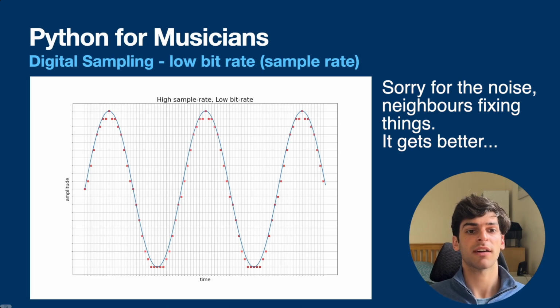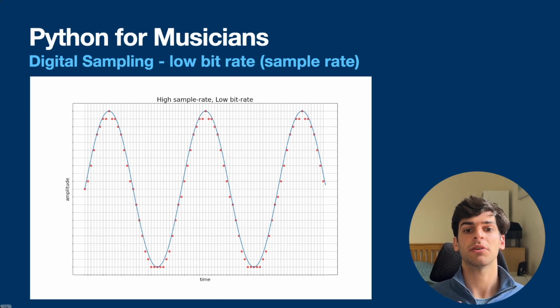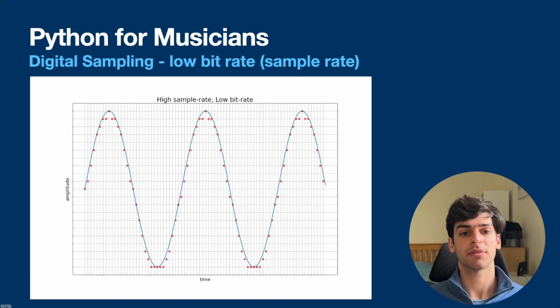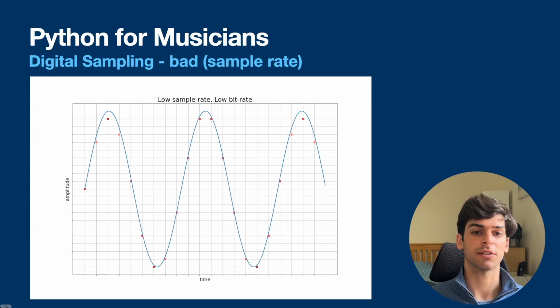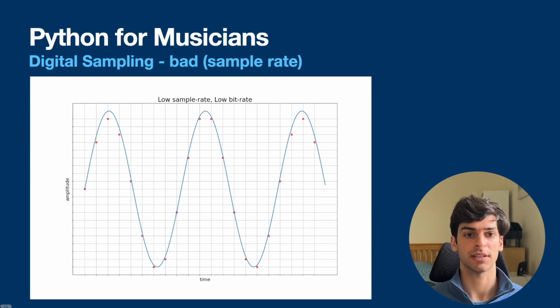Conversely, this graph here shows bad bit depth. Again, notice how the red points are further away from the true wave, but this time on the vertical side. While the bit depth also has an effect on the accuracy of sound wave representation, it doesn't discriminate between higher and lower pitched sounds. This graph here is just included to show what really bad sampling looks like, bad sample rate and bad bit depth.